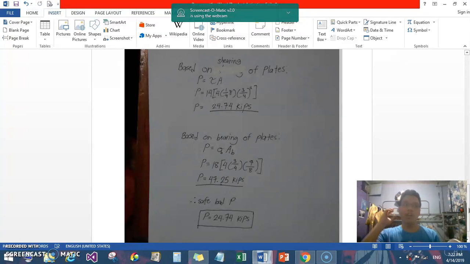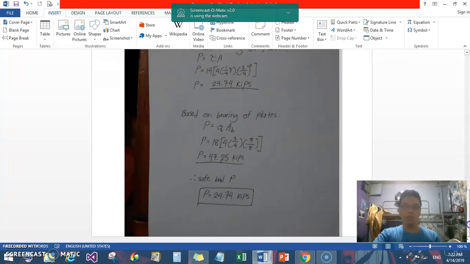It can cause major changes or destruction to the actual system itself. So that is why the safe load, the key word here is safe. Safe. So the safe load P here is 24.74 kips. And that would be all for the shearing stress problem.